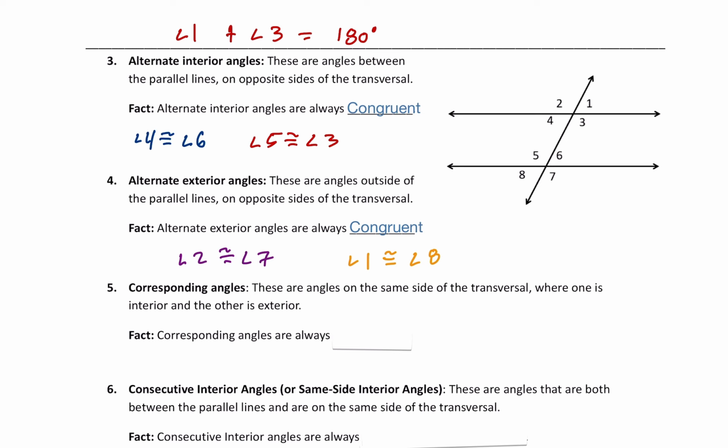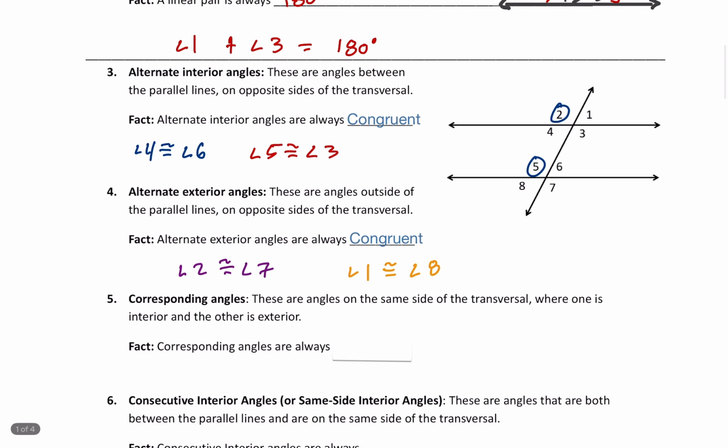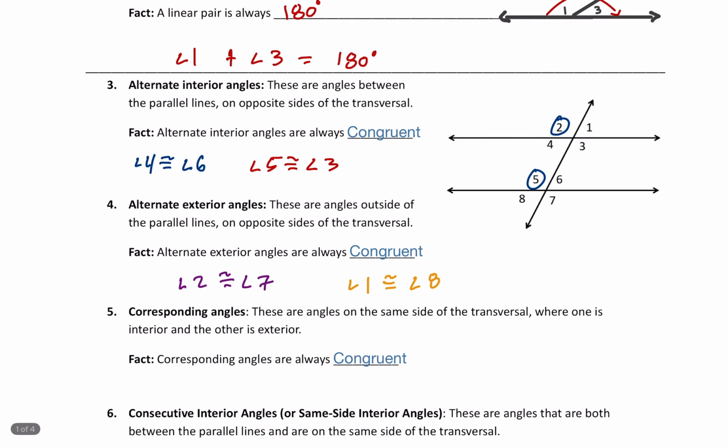So if I pick number 2, well, I can't pick 4 because that would make this a linear pair. So I can't pick 4, that means I have to pick 5. So 2 and 5 would be corresponding angles. And corresponding angles are always congruent, okay? So I can say angle 2 is congruent to angle 5.